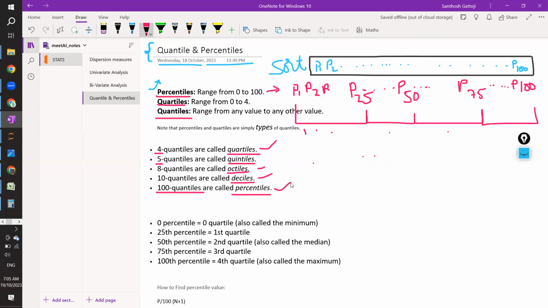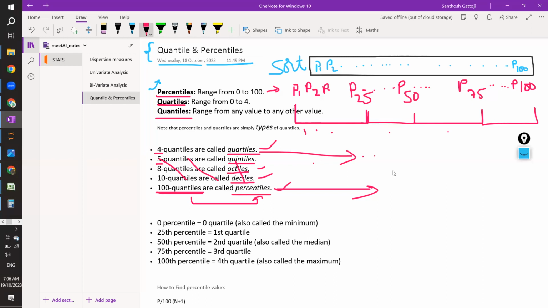Okay, so one good news is you don't need to understand or remember all this. The only important thing is the first and last. You can just forget about these three. Only understand what is quartile and what is percentile. That's more than enough. Percentile is just each one unit, that means every one percentage of the data. If you divide it into 100 parts, each unit is called a percentile.